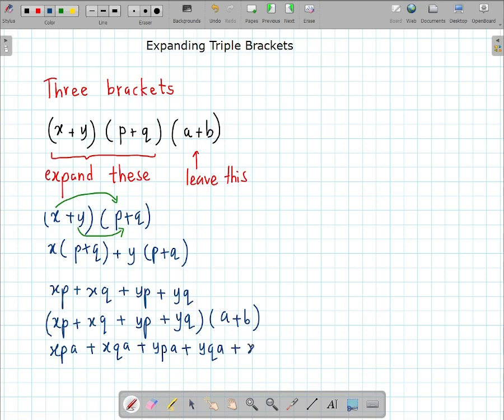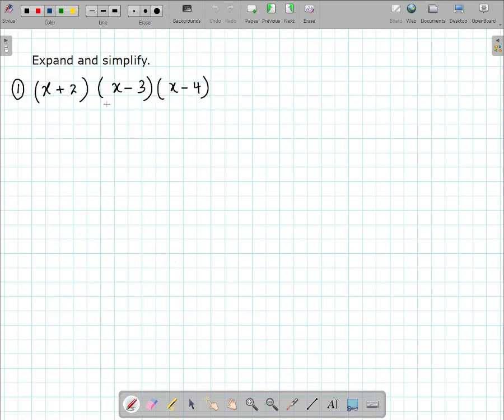That is xpb plus xqb plus ypb plus yqb. That is the final answer for that. Example 1, that is x plus 2 times x minus 3 times x minus 4. So I'm gonna take these two and expand.